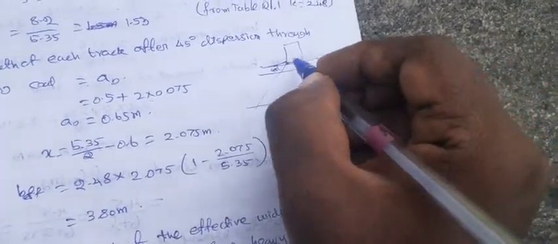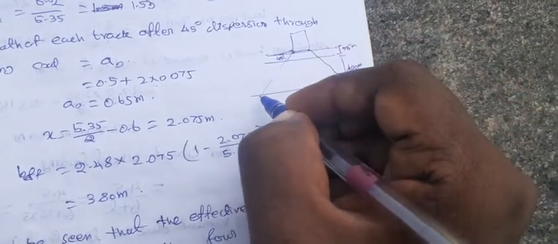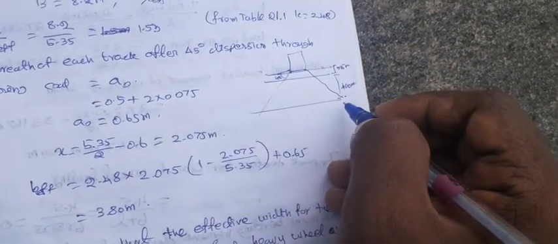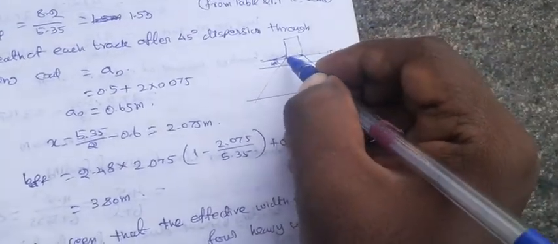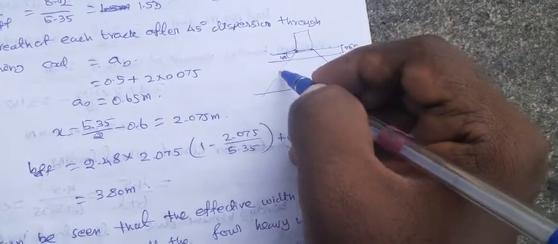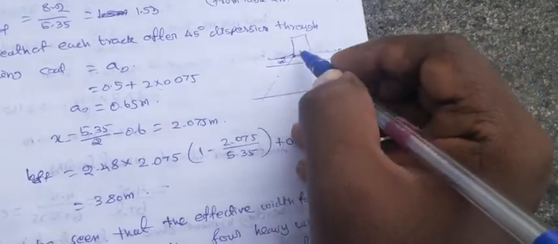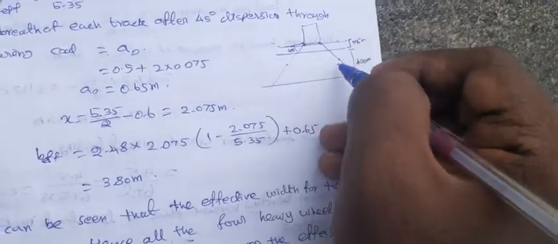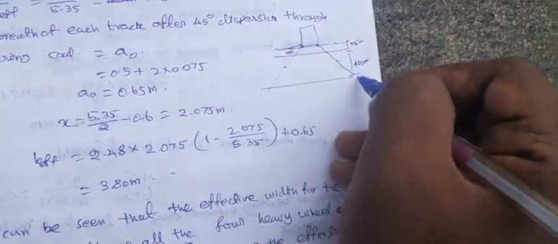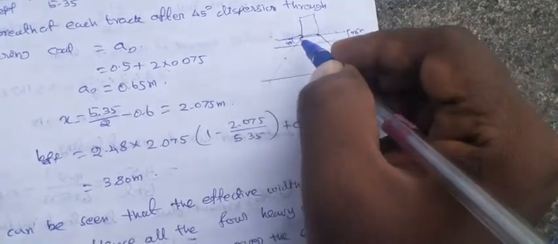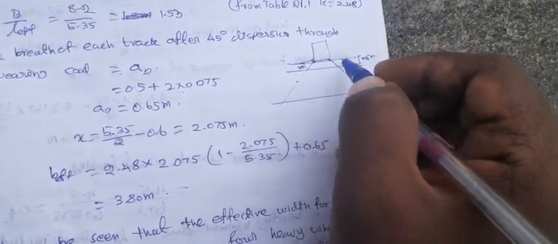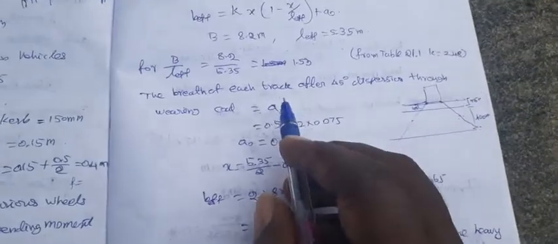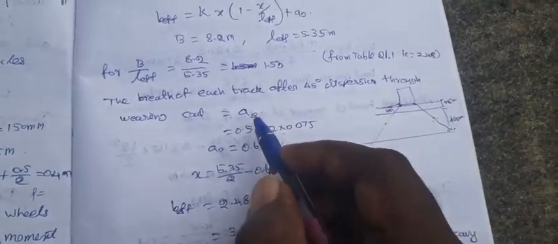That means the contact area will be higher at the bottom of the slab. So from this portion this much of force, if wheel loads are placed like this, these portions also have wheel loads. These portions also have wheel loads. That's the dispersion. So we should find the dispersion width, A naught.